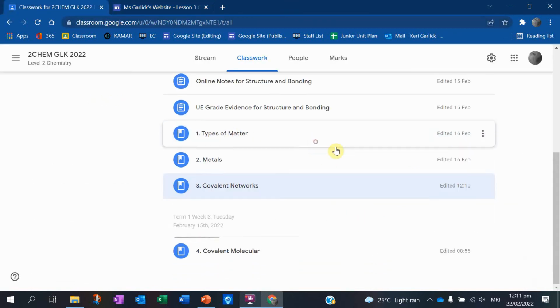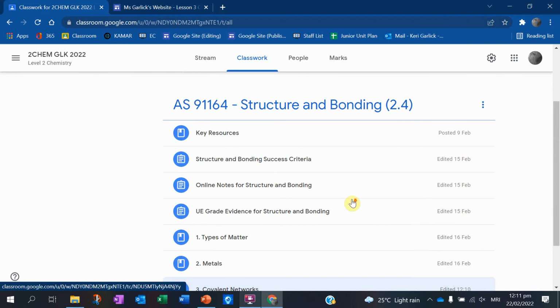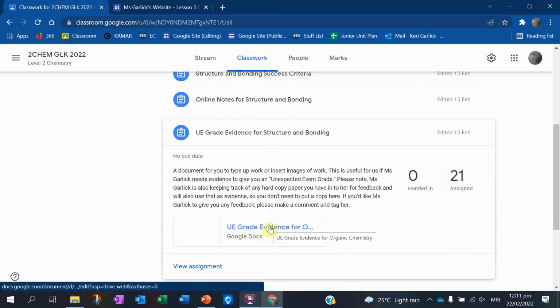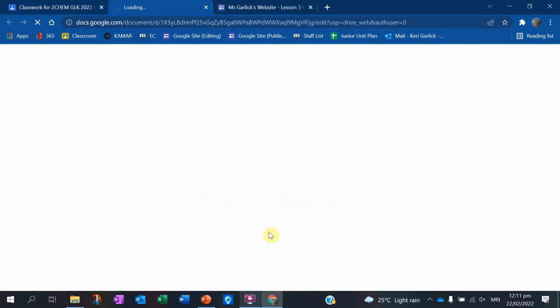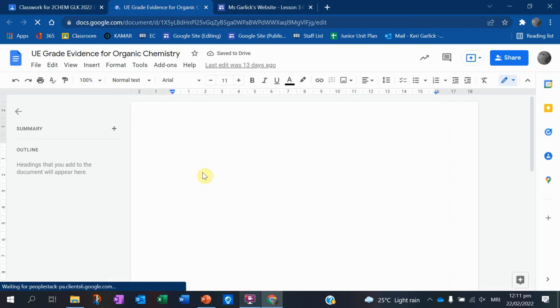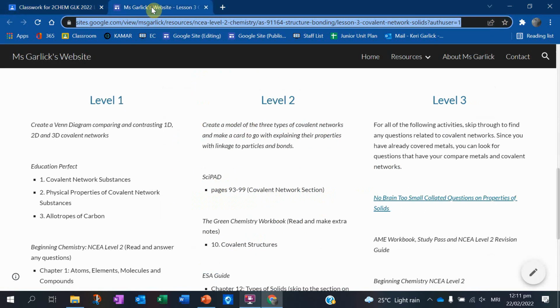And then don't forget, so I can see the work that you're doing, you should be putting it into your grade evidence for structure and bonding. I have given you guys a blank Google Doc. So if you're working from home and I want to be able to see what you're working on, you just type it in here. Cool? All right. Anything else? You guys good with that? You know what you need to do if you want to go online? Think so? All right. I'm hoping it's pretty self-explanatory.